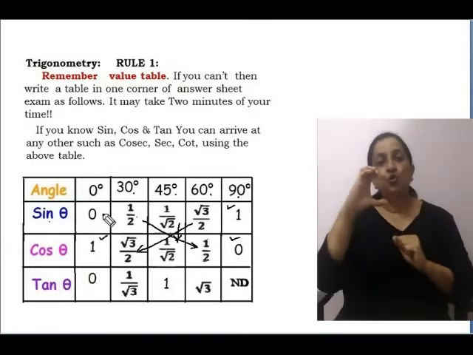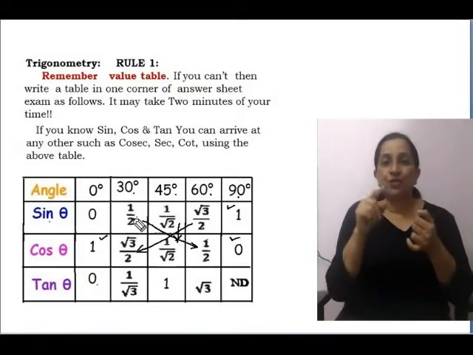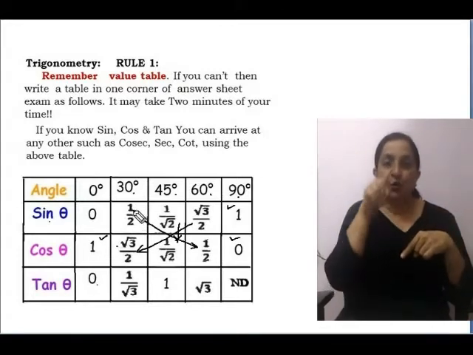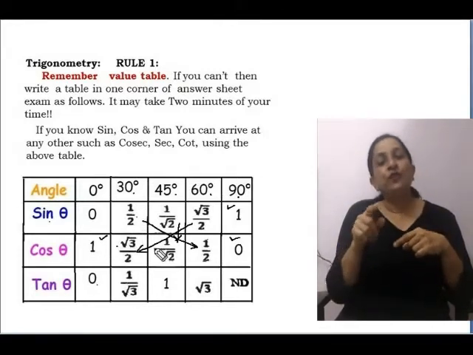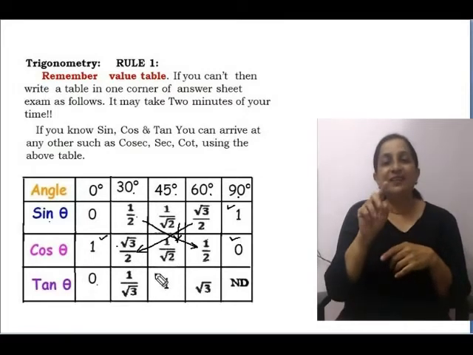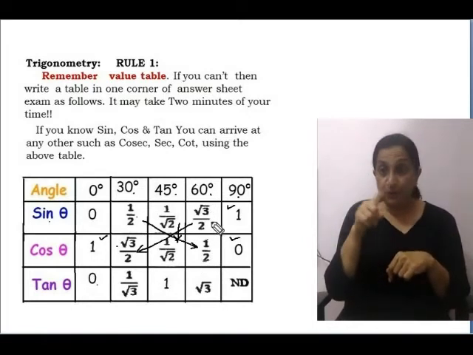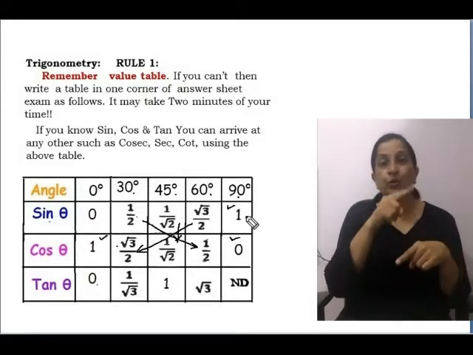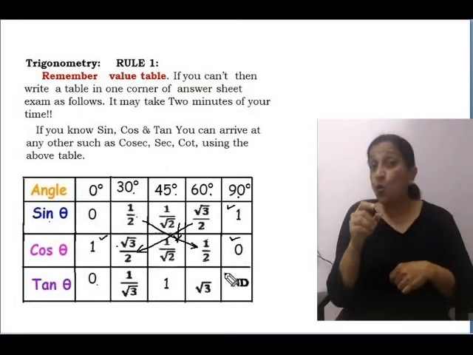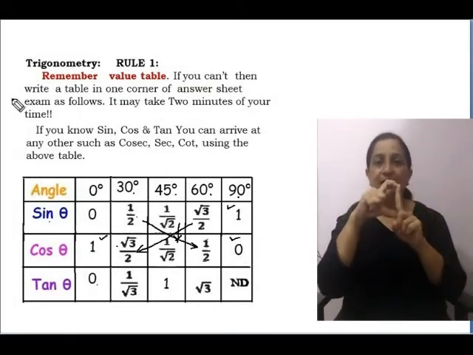For the tan table, you divide sin by cos, that is 0 divided by 1 is equal to 0. Half divided by root 3 by 2, the 2 will get cut, it will be 1 over root 3. 1 over root 2 by 1 over root 2 obviously equals 1. Then root 3 by 2 divided by half, the 2 will get cut, only root 3 will remain. For the last one, 1 divided by 0, because it is division by 0, it is not determinable. So ND you write. That's all.